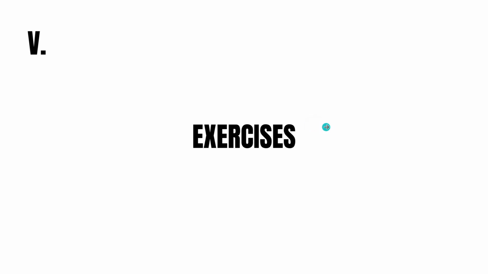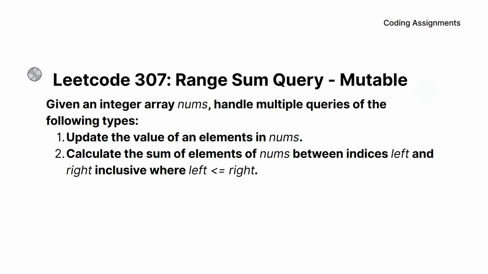And we will come to the final part, which is the coding exercises. We will have some exercises so that everyone can practice at home. The first problem is LeetCode 307, Range Sum Query Mutable. Given an integer array nums, handle multiple queries of the following types: update the value of an element in nums, and then calculate the sum of elements of nums between indices left and right, where left is smaller than or equal to right.